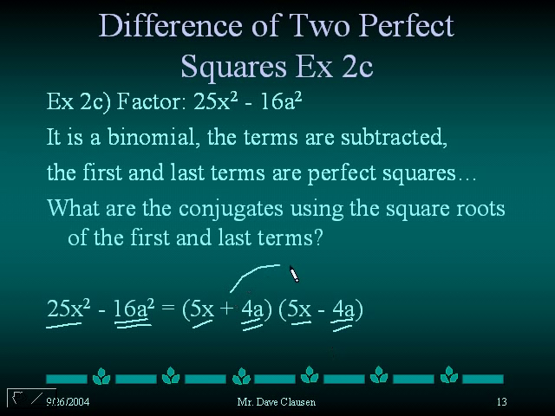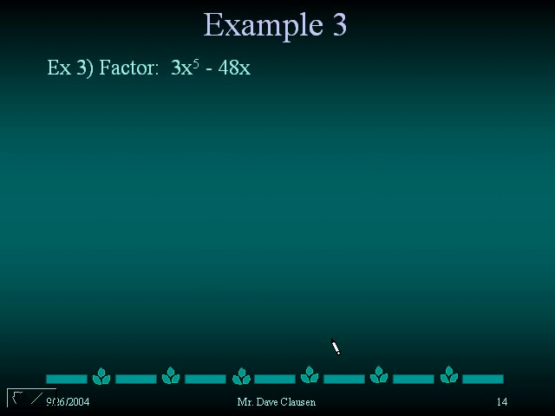And we need to have one of each sign. One's plus, one's minus. Which one you put first doesn't matter. And that factors into its conjugates. So the prime factorization of 25x squared minus 16a squared is 5x plus 4a, and its conjugate 5x minus 4a. Let's look at our last example for this segment.